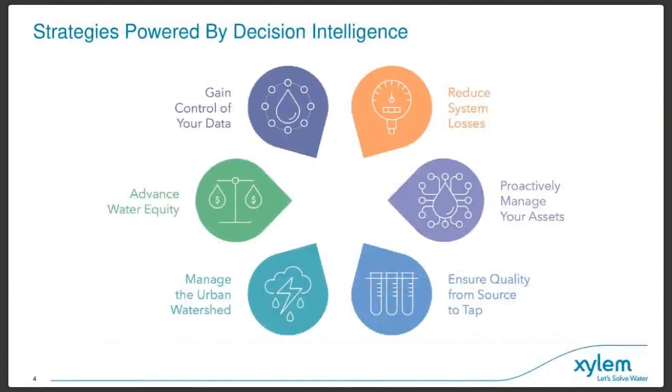Thanks, Ruth. So to pick up on Xylem's decision intelligence strategies again, there are 6 main strands to this. Reducing system losses, which is focused on reducing the system losses in a comprehensive and cost-effective way. Proactively managing your assets. Ensuring quality from source to tap. Managing the urban watershed, focusing on reducing the total cost of compliance with clean water regulations. Advanced water equity, so sustainably aligning system operations with stakeholder policy objectives, and gain control of your data, which is really unlocking the power of the data that you have and the data you're going to have in the future to have more effective decisions.